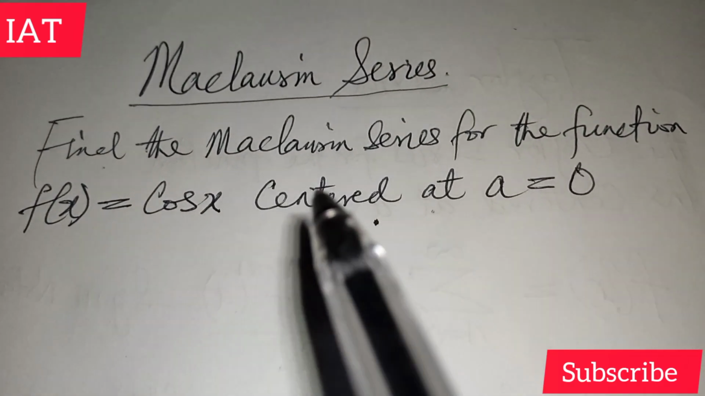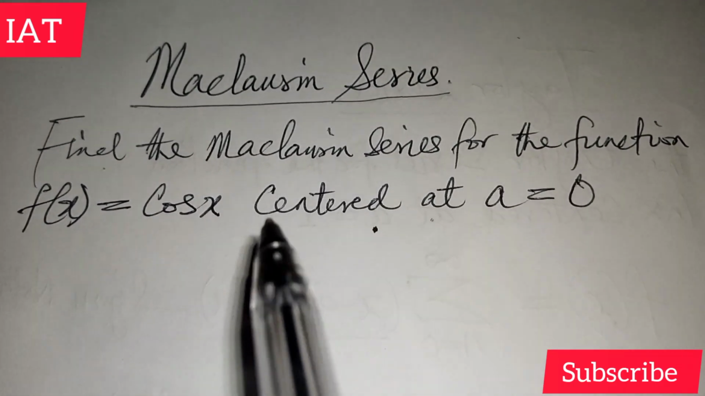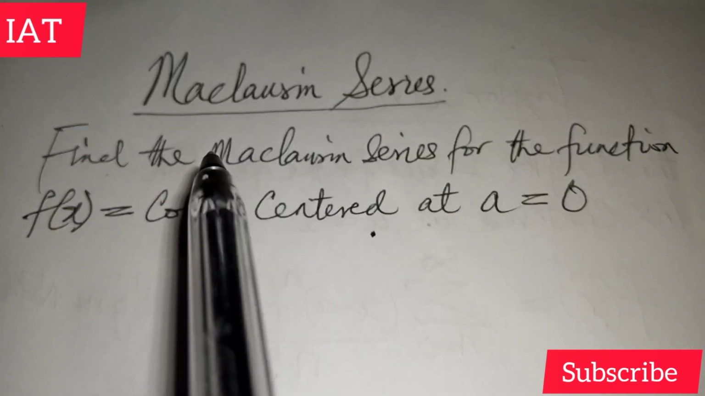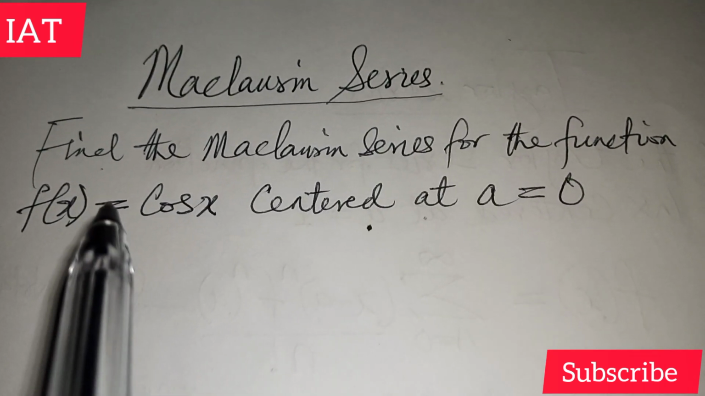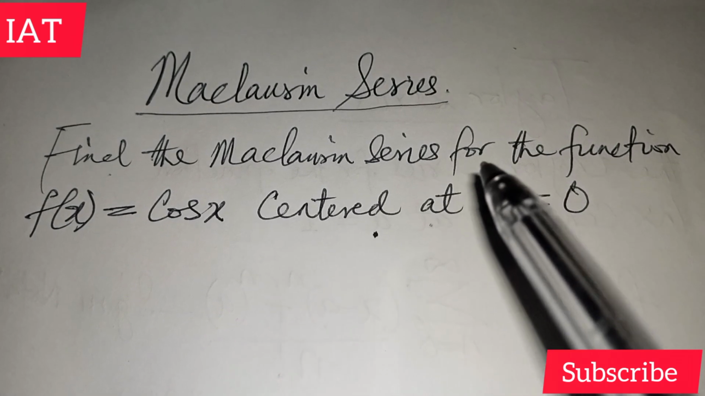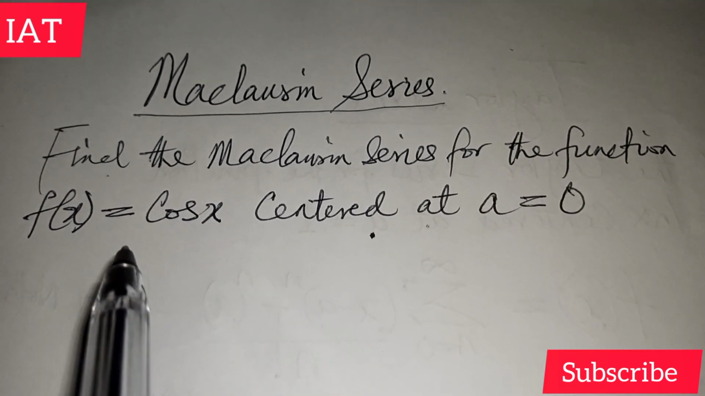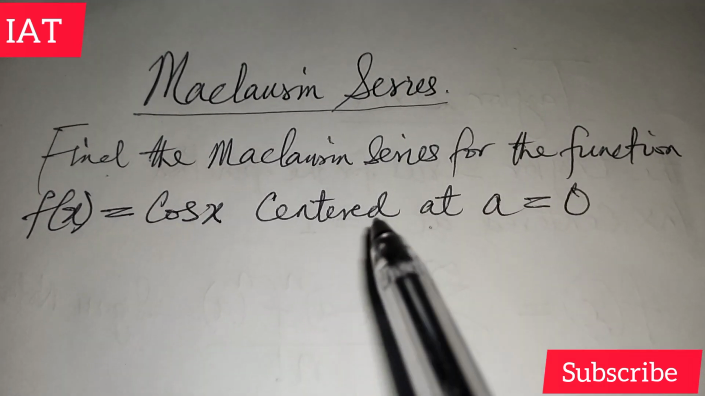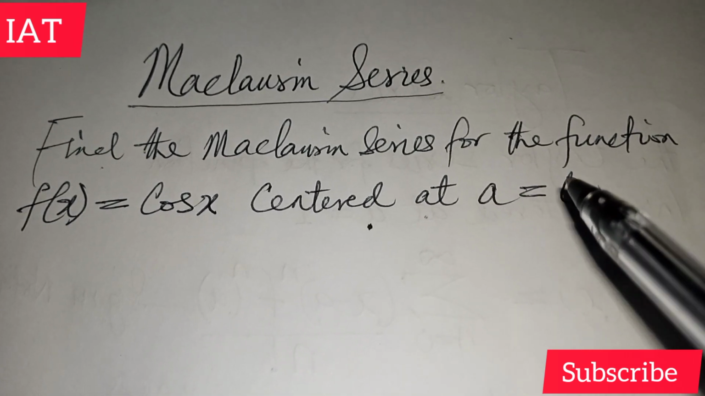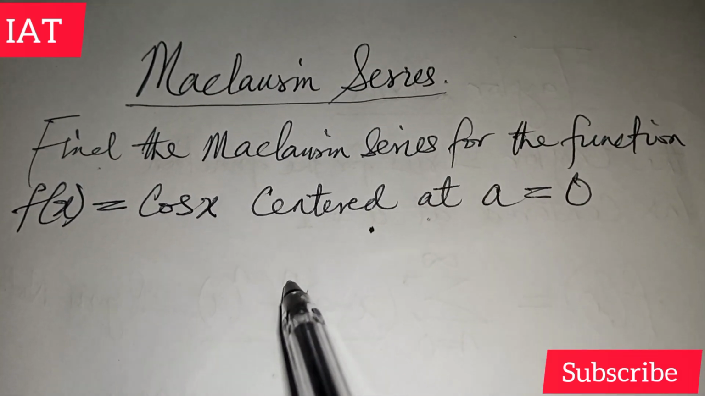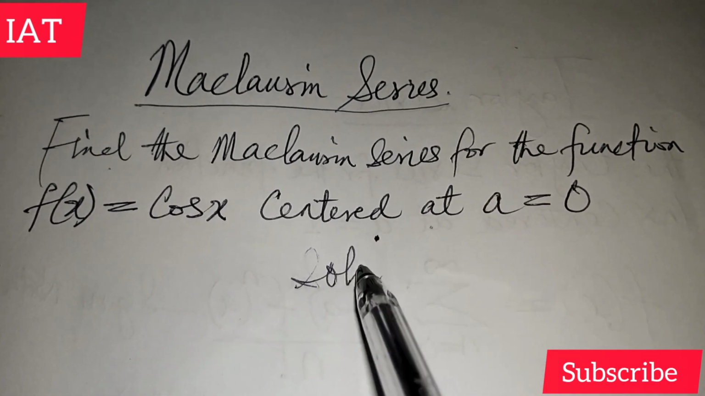In this math video tutorial, I want to solve this problem on Maclaurin series. The problem says that we should find the Maclaurin series for the function f of x equal to cos x centered at a equal to 0.